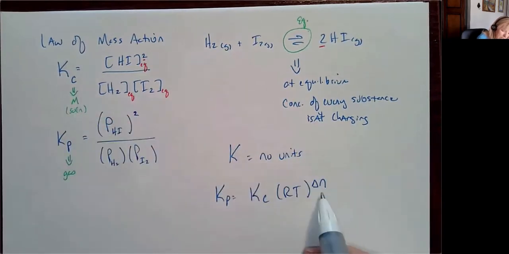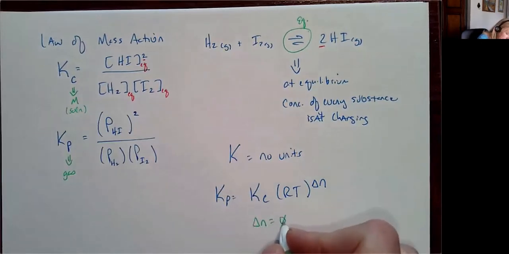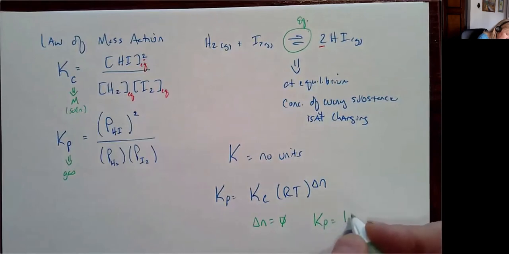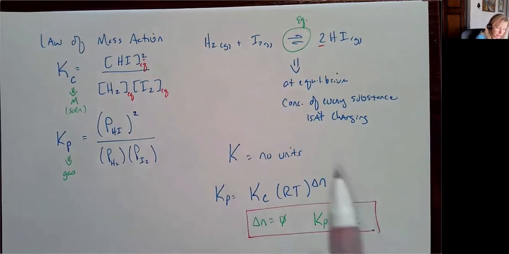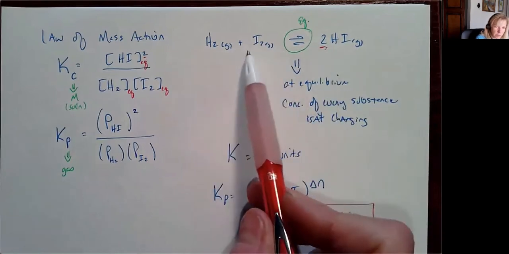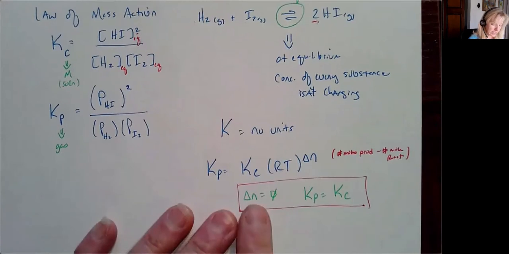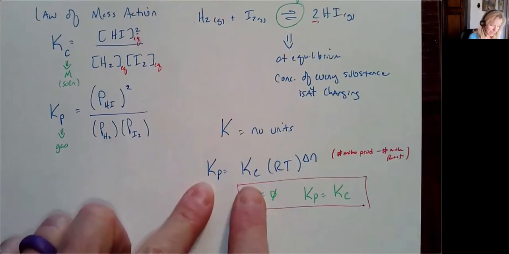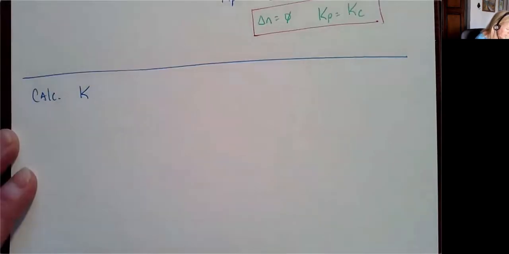I can relate Kc and Kp together using this equation here. And remember, delta N is the change in number of moles. So if delta N is 0, then Kp equals Kc. And that's the only time that that relationship can happen, is if delta N is 0. So in this case, I would take the number of moles of my products minus the number of moles of my reactants, and that's going to give me my change in moles. In this case, delta N is 0, so my Kp and my Kc would be the same. This often doesn't happen.